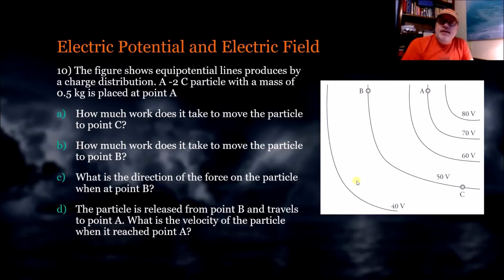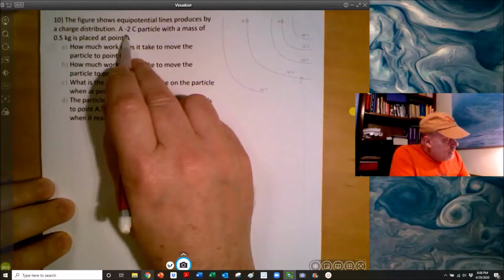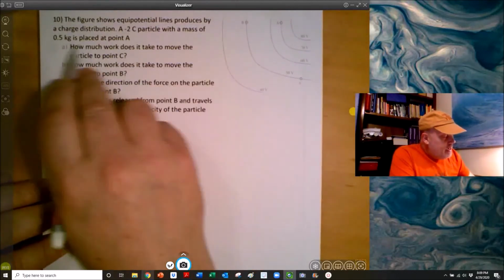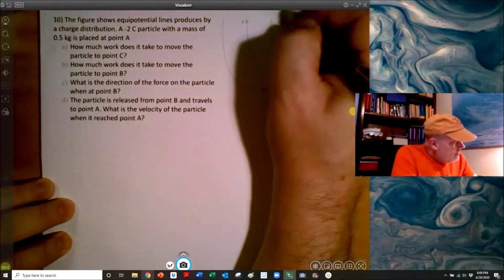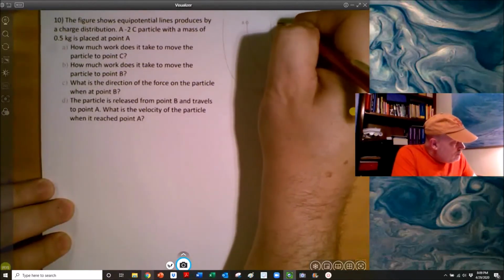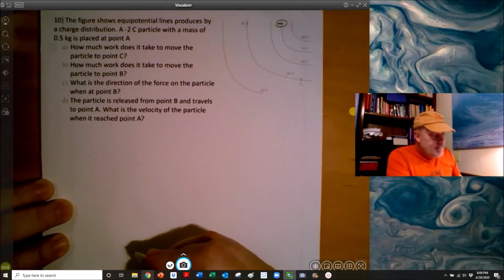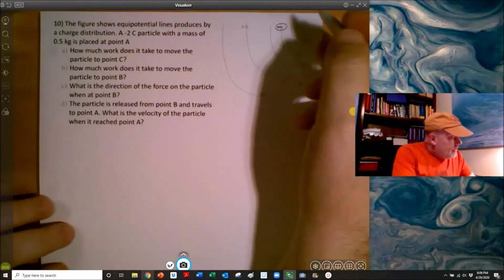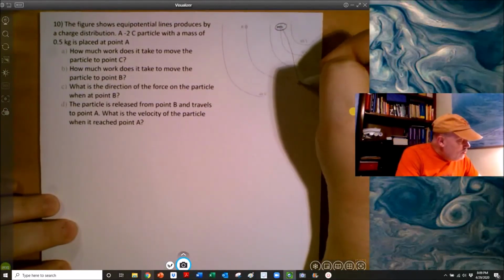Okay, here's number 10. I'd like for you to read this question, and then I want you to work it out on your own, and then we'll work it out together. We have a negative 2 Coulomb charge with a mass of 0.5 of a kilogram at this spot. So I'm going to put my negative charge right there. And then it says, how much work does it take to move the particle to point C? So we're going to move it from here to here.